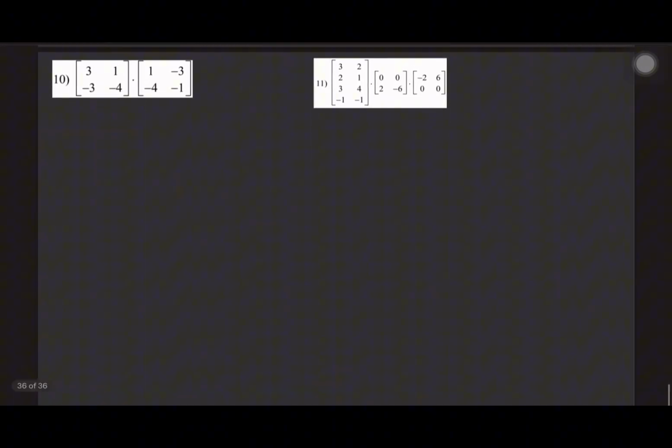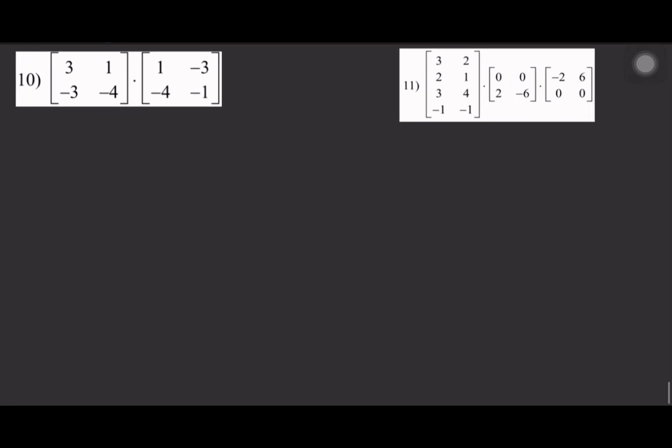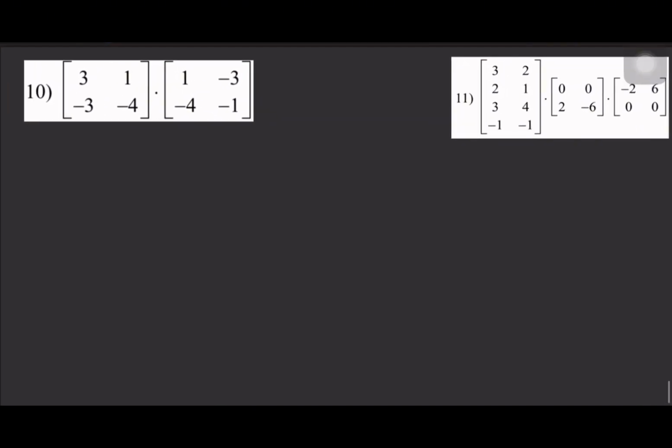Now, finally, matrix multiplication. We know that this is a 2 by 2, and this is a 2 by 2. The first matrix has the same number of columns as the rows of the second matrix, so we can multiply. And the final resulting matrix will always be a 2 by 2 matrix.